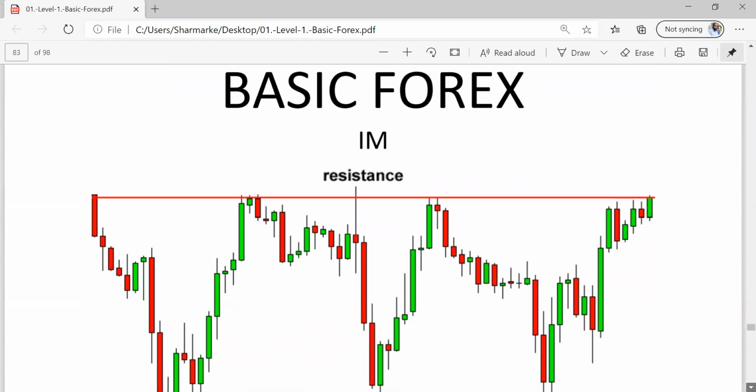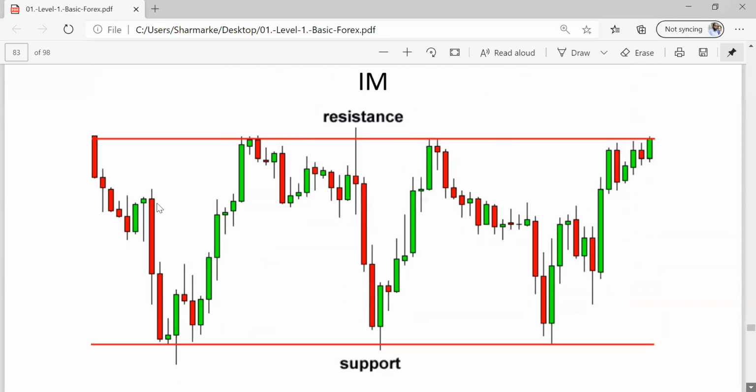This is typically another well-seen resistance and support.